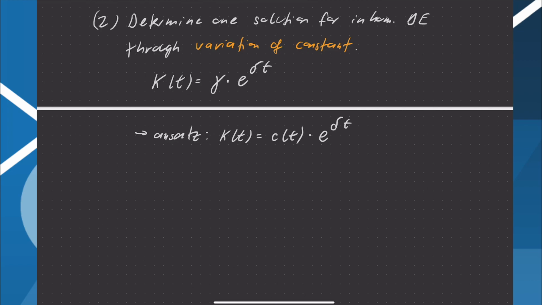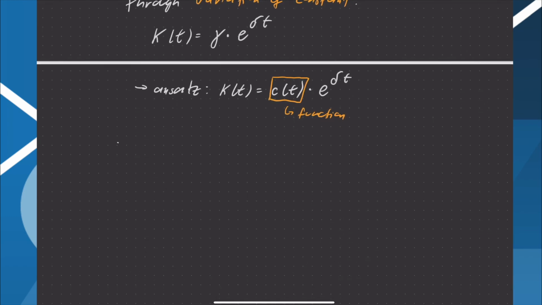Okay? So this is the variation of constant part here. Right? That's now a function that we need to determine. And then what we do is we substitute this into the differential equation. Substitute into the differential equation. Okay, so what happens if we compute the derivative of k?